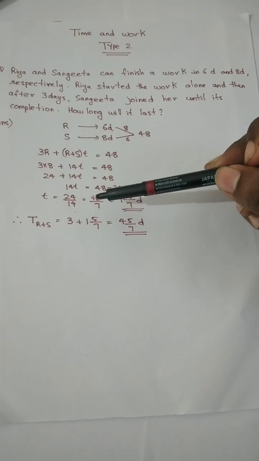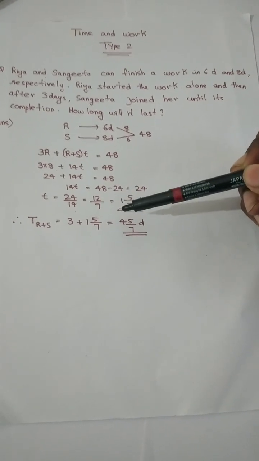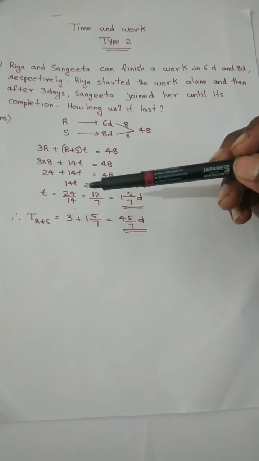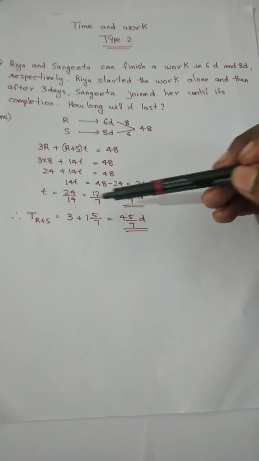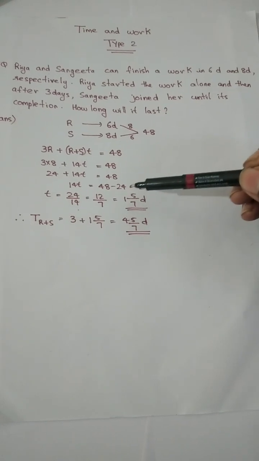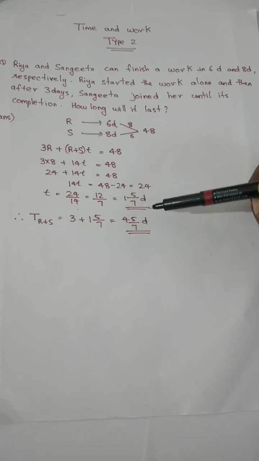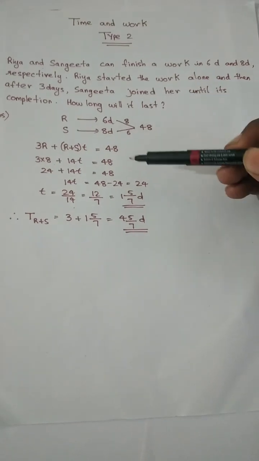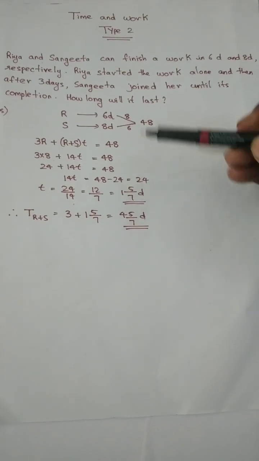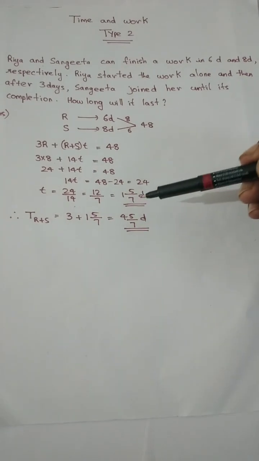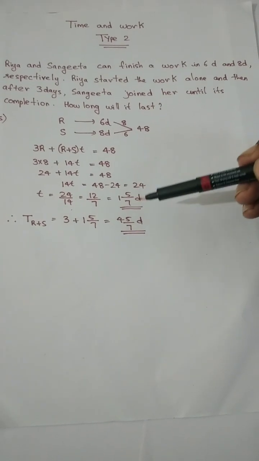24 divided by 14 would be 12 divided by 7. Now 12 divided by 7 would be cut: 24 can be cut into 12 and 14 can be cut into 7. So 12 by 7 would be 1 and 5 by 7 days. So this is the time after the joining of Sangeeta until the work was completed. Sangeeta worked for 1 5 by 7 days.